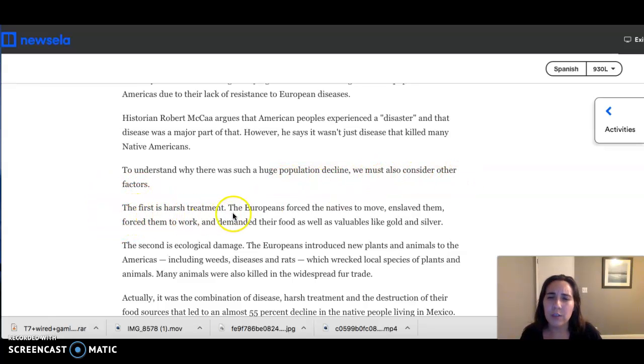The first is harsh treatment. The Europeans forced the natives to move, enslaved them, and forced them to work, and demanded their food as well as valuables like gold and silver. The second is ecological damage.